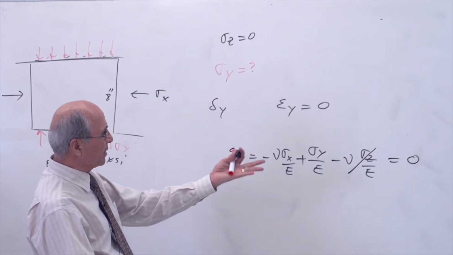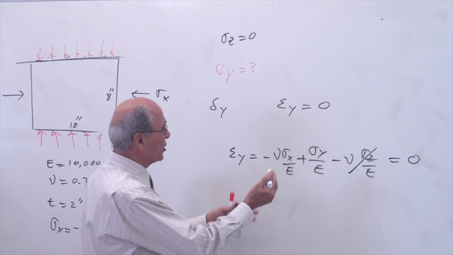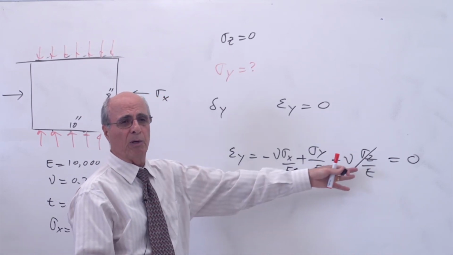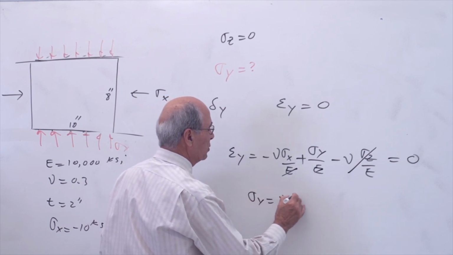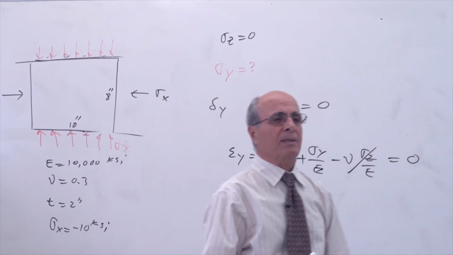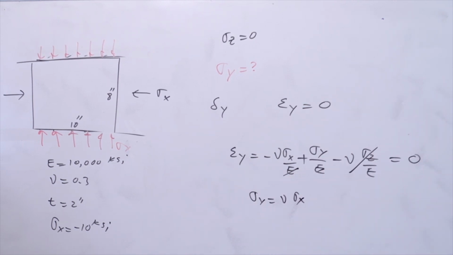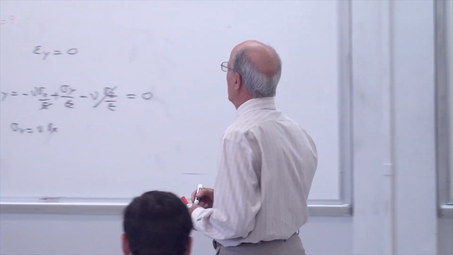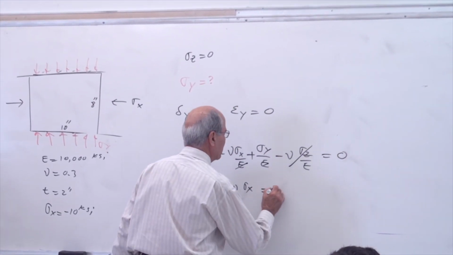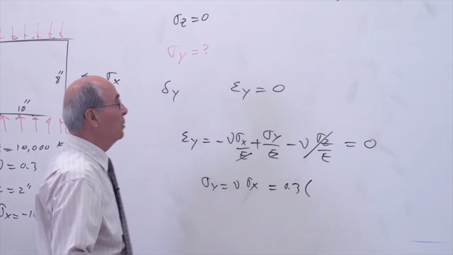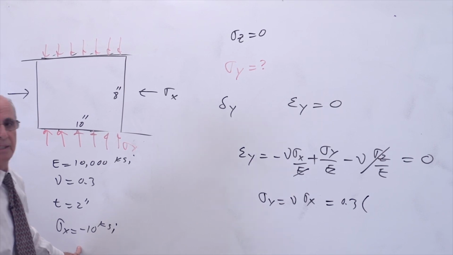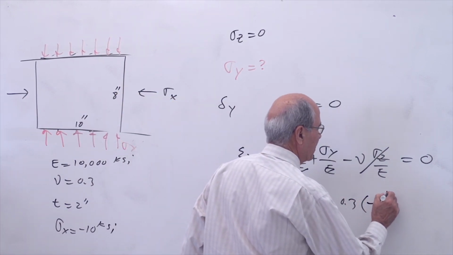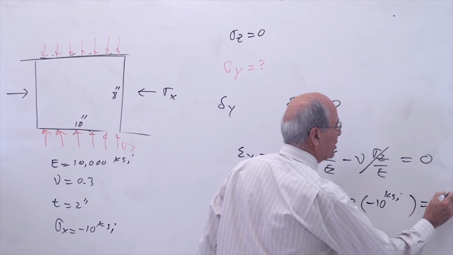As soon as you say that, you have to think about it. Okay, if this is 0, E and E eliminate because it's equal to 0. You can multiply it by E. As you see here, sigma y becomes equal to nu times sigma x. Is that correct or not? Yes? What is the value of nu? 0.3. What's sigma x? Here it is, 0.3 times sigma x. But sigma x is not 10 KSI. It is minus 10 KSI. Everybody understand that? So minus 10 KSI. So therefore, we have minus 3 KSI.